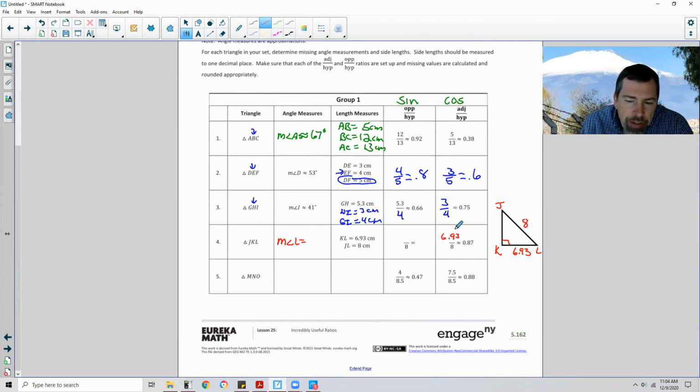When I put it in the calculator, it's 3/10. So this 0.87 could be 0.86 something or 0.87 something. So that's why it's an approximation. So anyway, we have 6.93. How do I find the length of the third side? So we have JL, which is 8. We have KL, but what is JK?